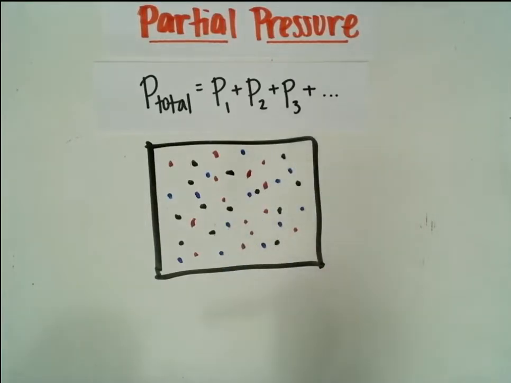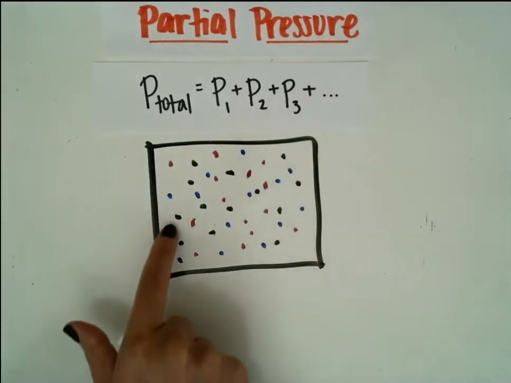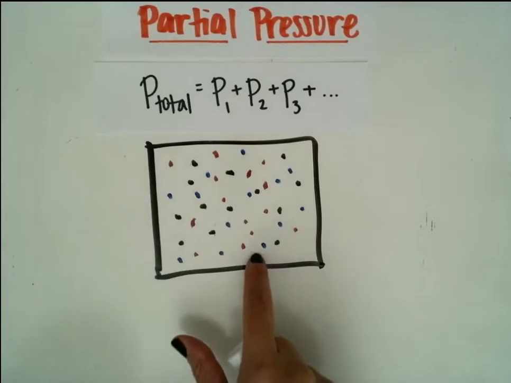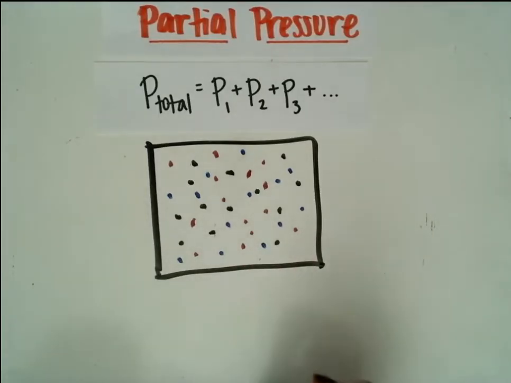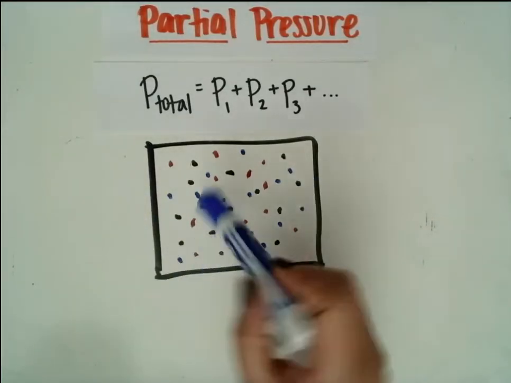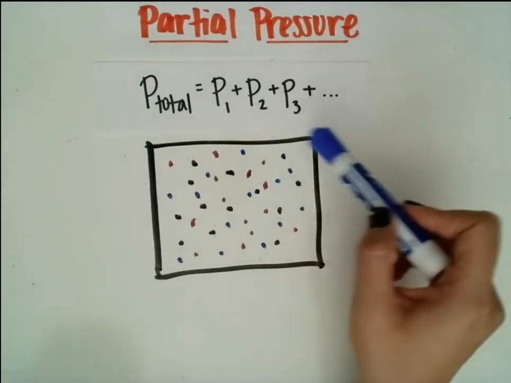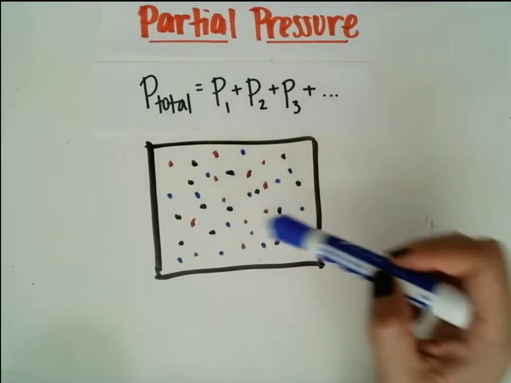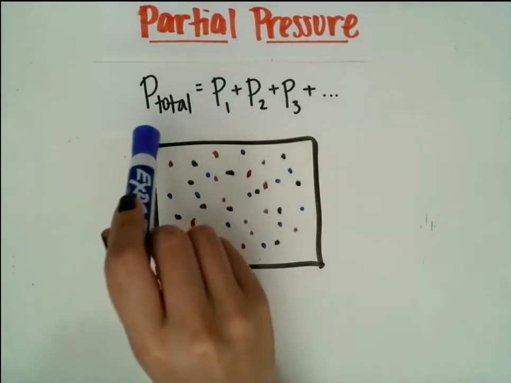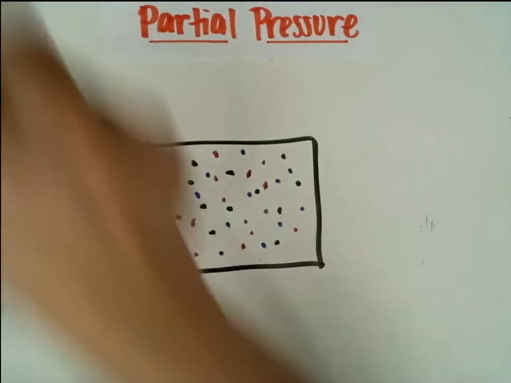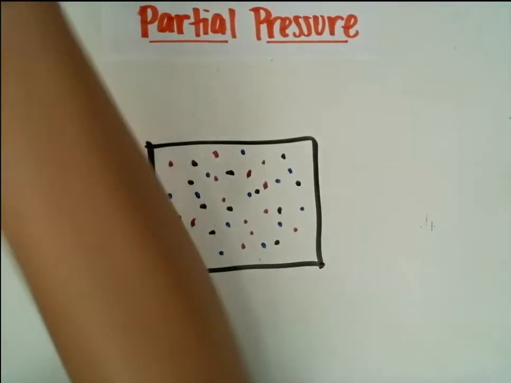So if we had a gas that are those black dots, a gas that are the blue dots, a gas that are the red dots, they each exert their own amount of pressure. So when we add all of those together, we'll get the total. Now you can have more than 3 gases, you can have less than 3, it doesn't really matter as long as you add all the partial pressures together, that will give you the total. Okay, so let's take a look at a couple of examples.